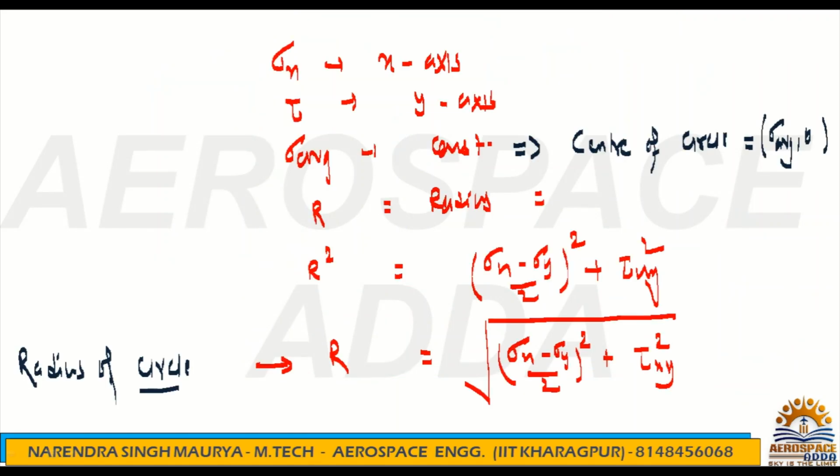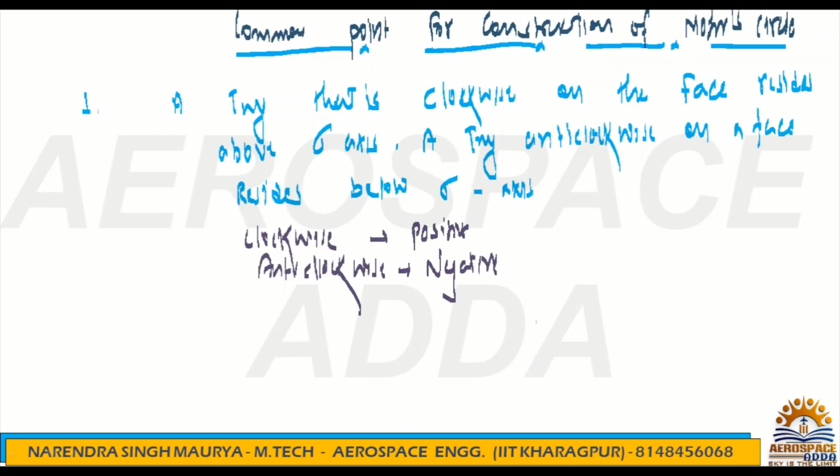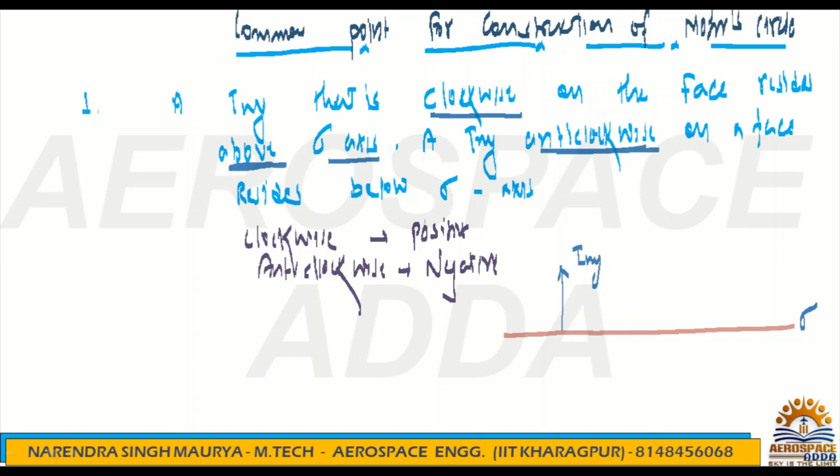And below sigma, so where is the sigma? Sigma is on the x-axis. So you have to draw the sigma axis first for this particular statement I'm saying. Suppose this is the sigma axis now. So here it is clearly mentioned, if there is a clockwise tau xy, then the face resides above the sigma axis. So if suppose this is sigma, one tau xy which is clockwise will be above the sigma axis, and the one which is anti-clockwise will be below the sigma axis, means this is the anti-clockwise tau xy.